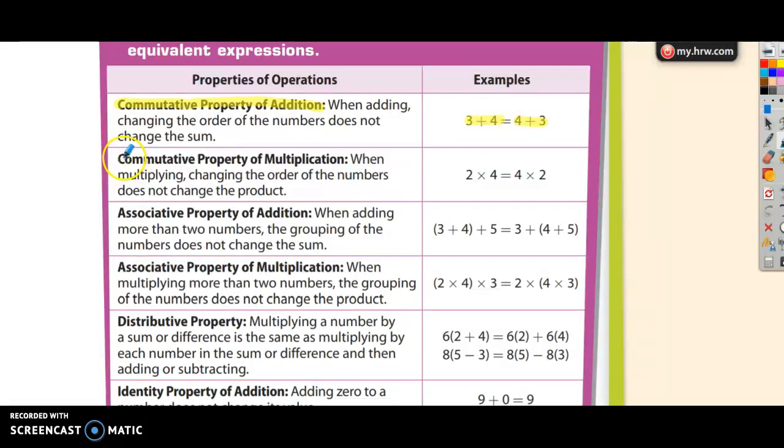Commutative property of multiplication is the same thing. 2 times 4 is equal to 4 times 2. The commutative part basically means just change the order, okay? All right, the associative property looks more complicated, but it's really not.